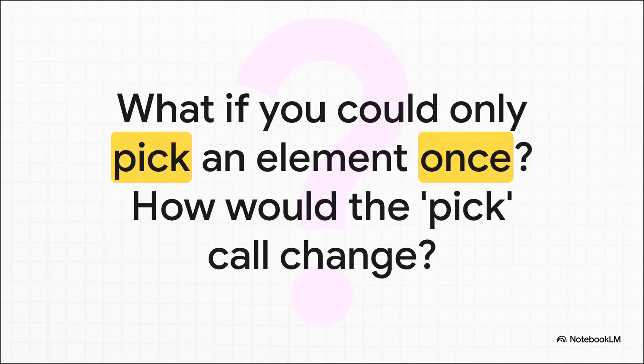And that brings us to our final thought for today. We built our entire logic around the rule that we could reuse numbers. But what if you couldn't? What if you were only allowed to use each number in the list one time? How would you change that simple pick step in our blueprint to handle that new rule? It's a small change, but it makes a big difference.